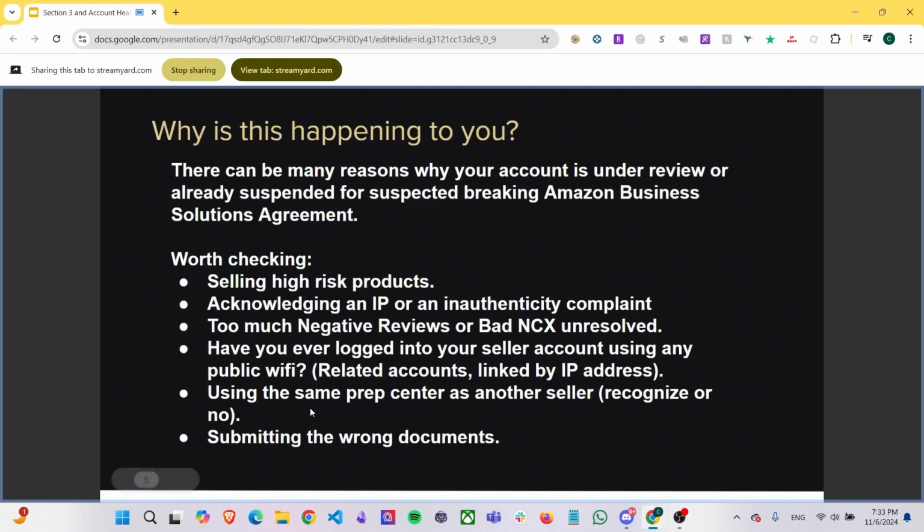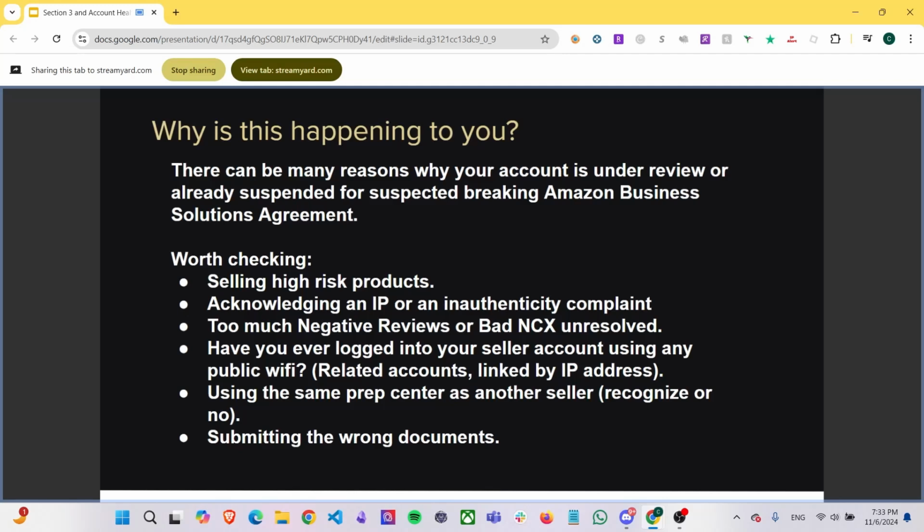And then the fifth one here is a 3P issue: using third-party services linked to another seller, whether you recognize them or not. If you're linked to another seller, this is your issue.